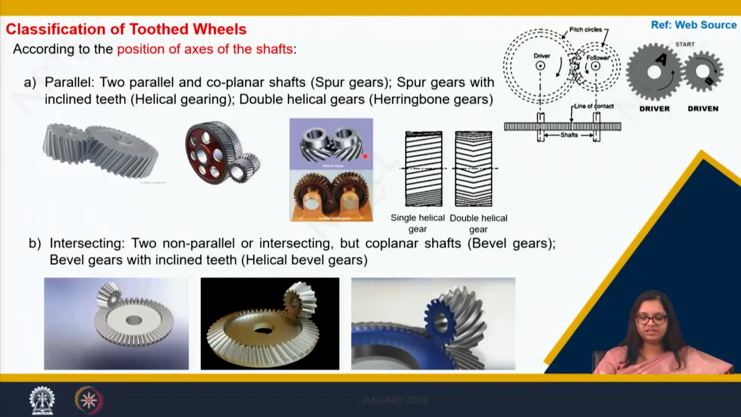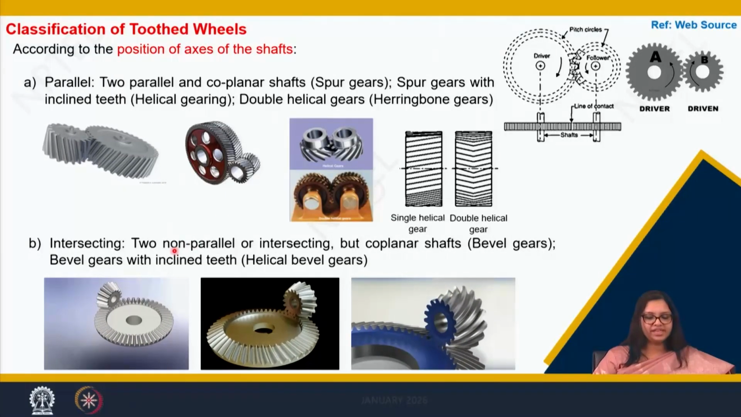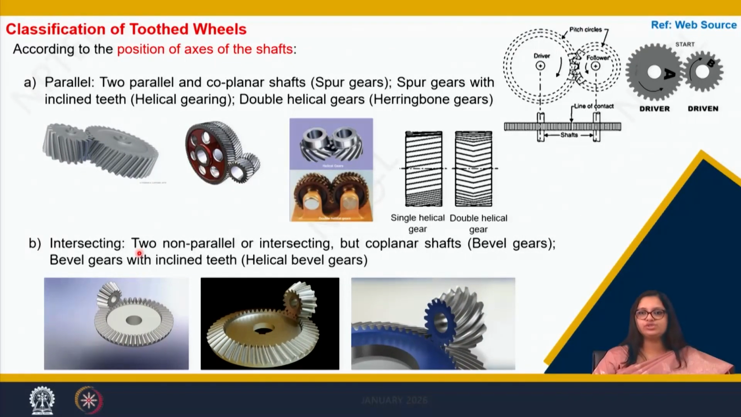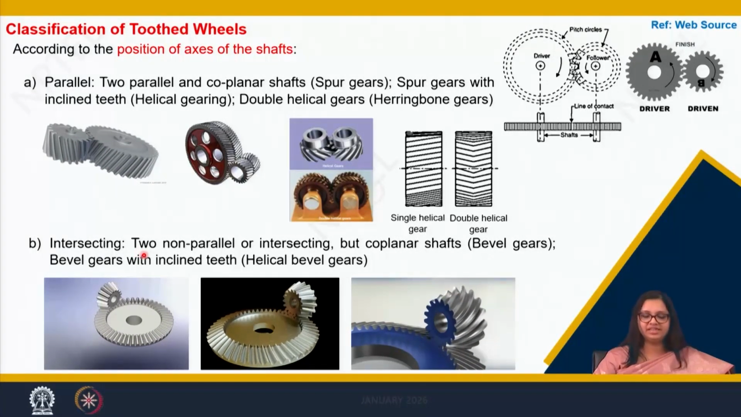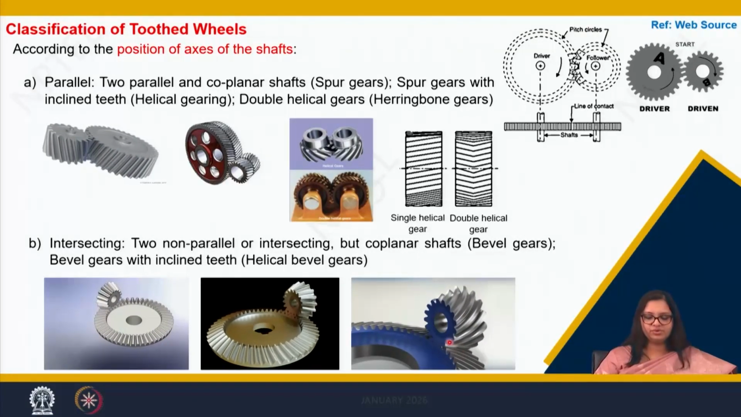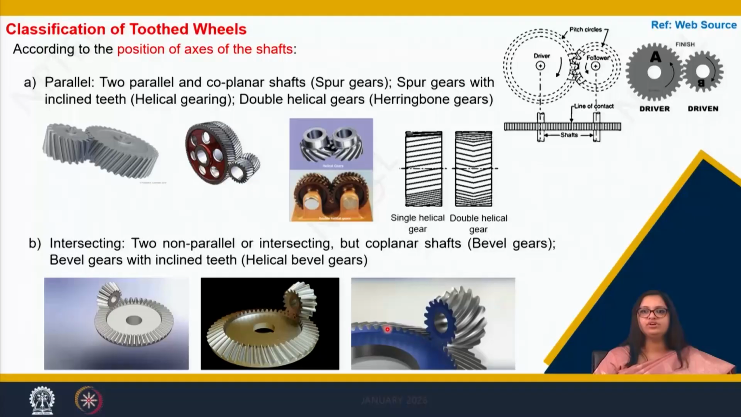So these are the other configurations that you can see here of helical gears and double helical gears. Now coming to the second type on the position of the axis of the shaft, that is intersecting. When the two shafts are not parallel and they are intersecting, then we call them bevel gears. You can see in the bevel gears also they have straight teeth, inclined teeth and curved teeth. Okay, so these are again the classification of these toothed wheels based on the shape of their teeth.